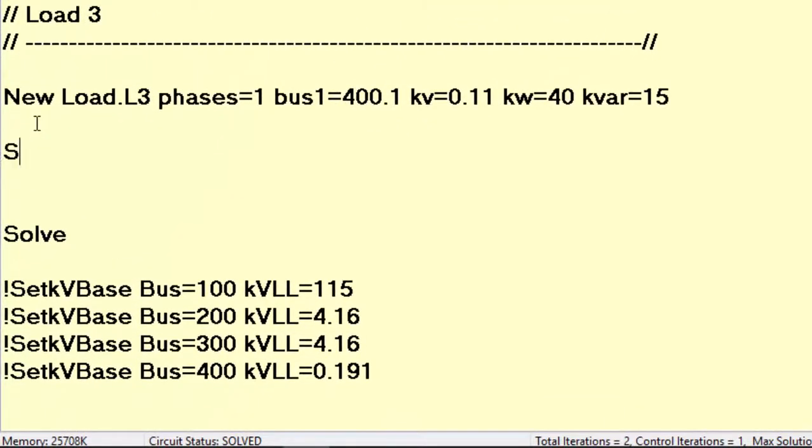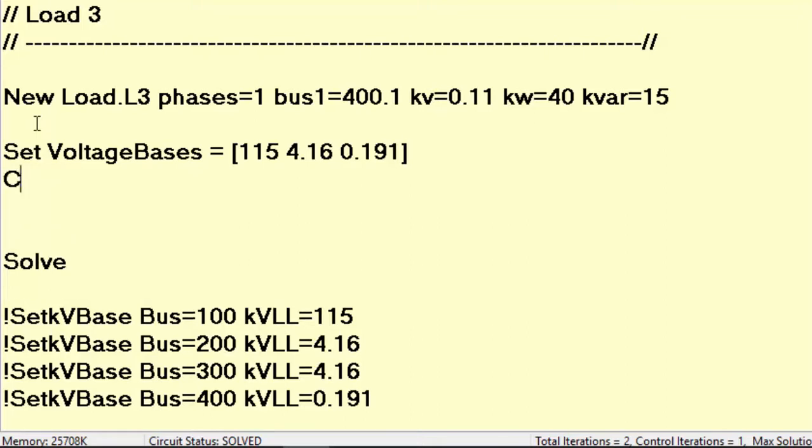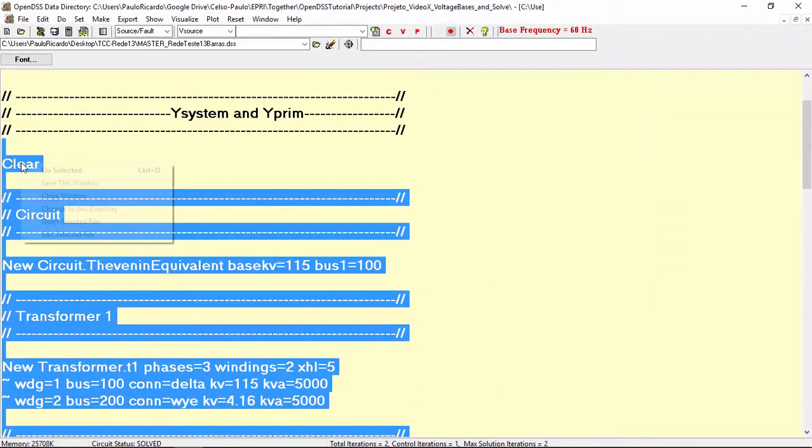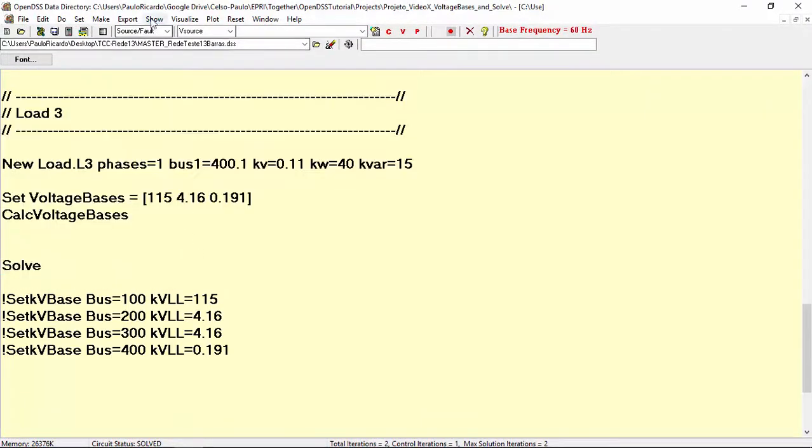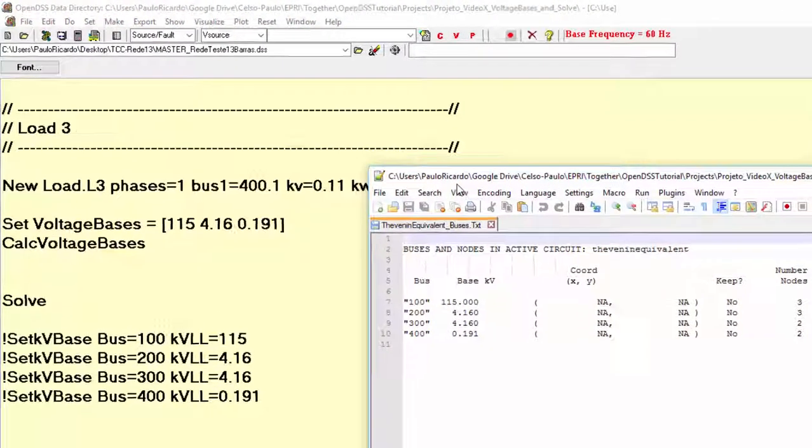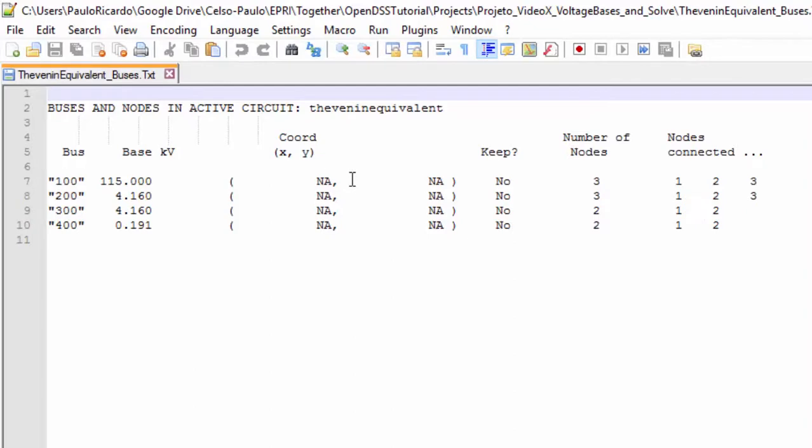The first line is the setkVoltageBases command, in which we define all the line-to-line voltage that we have in our system in kilovolts. In this case, 115, 4.16, and 0.191. Pay attention that this last value is calculated as a square root of 3 times 0.11 kilovolts. Please bear in mind this definition. Finally, the second line is just the calcVoltageBases command, responsible for setting to each bus a voltage base defined in setkVoltageBases. Now, let's check the buses report out and see if the base KV properties of the buses are the same. As we can see, everything is the same as before.